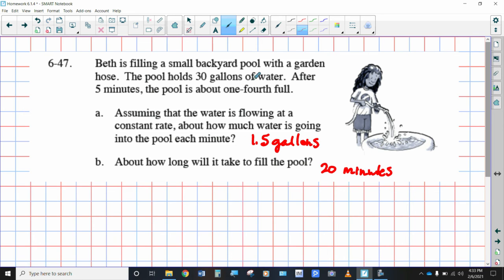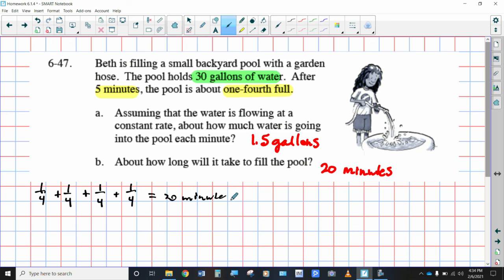All right, Beth is filling a small backyard pool with a garden hose. The pool holds about 30 gallons of water, and after 5 minutes, the pool is about 1/4 full. Okay, so it starts off empty, I'm presuming, and it increases by 1/4 every 5 minutes. So I'm thinking 1/4 in 5 minutes, 2/4 in 10 minutes, 3/4 in 15 minutes, and 4/4, or it's full in a total of 20 minutes.